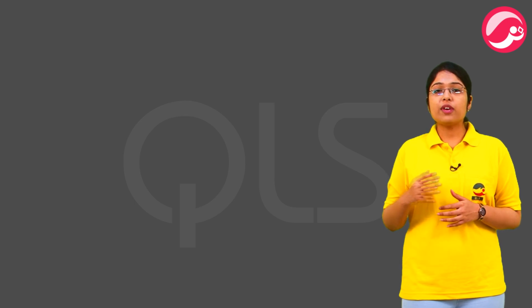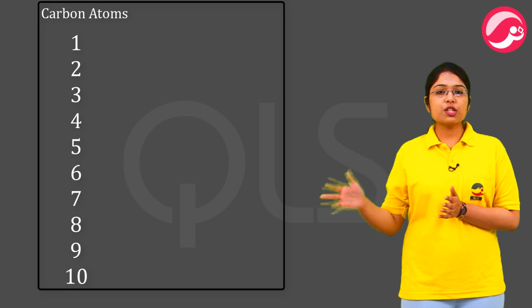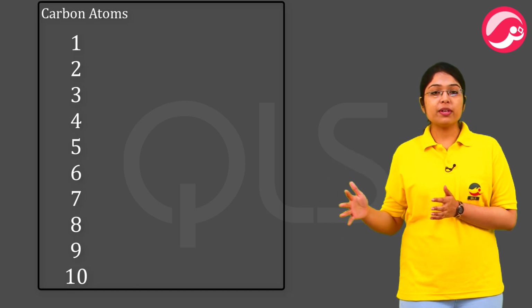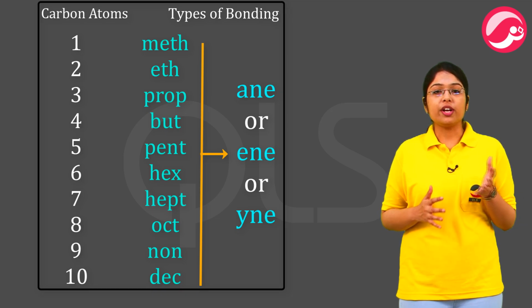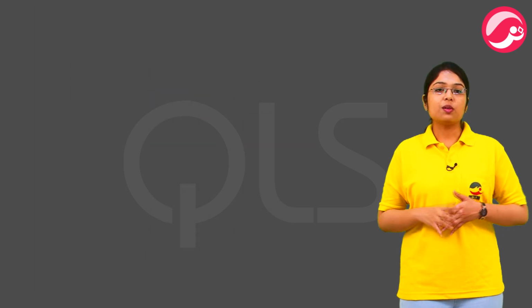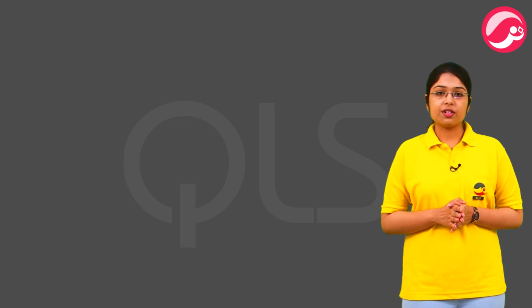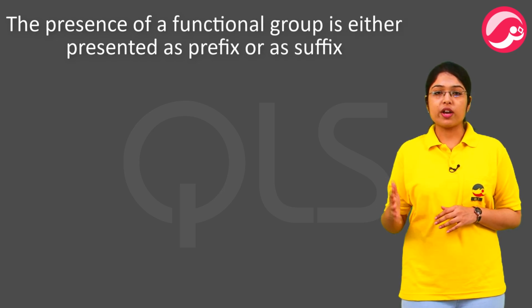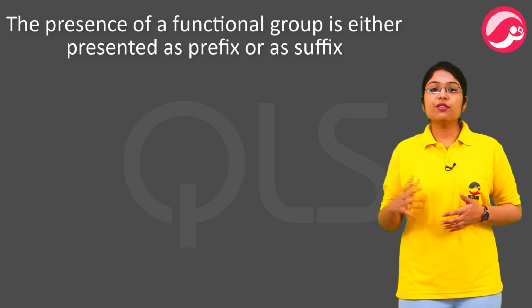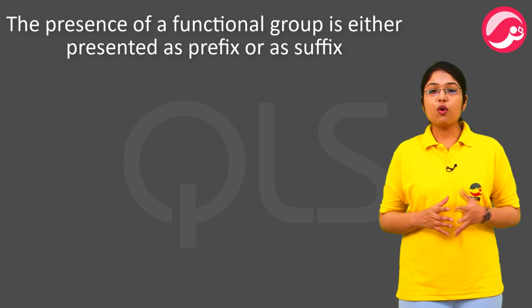So, the names of alkanes, alkenes and alkynes are divided in two parts. The first part represents the number of carbon atoms present in them, and the second part tells about the type of bonding involved. Now, let's see how the carbon compounds containing functional groups are named. The presence of a functional group is either presented as prefix or as suffix.